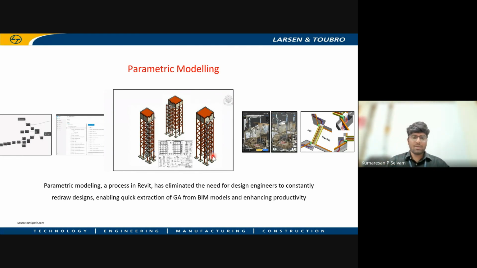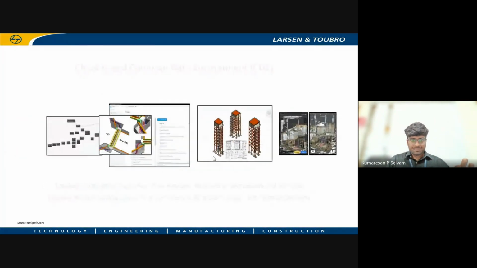We are using a parametric model which will eliminate the need for redraws, and there will be quick extraction of GA models and everything. All the redraws and rework will be eliminated here. That is what is called parametric modeling.